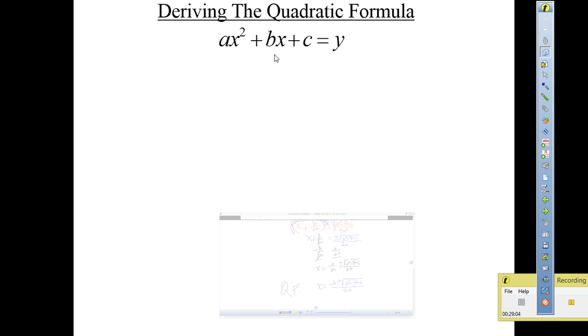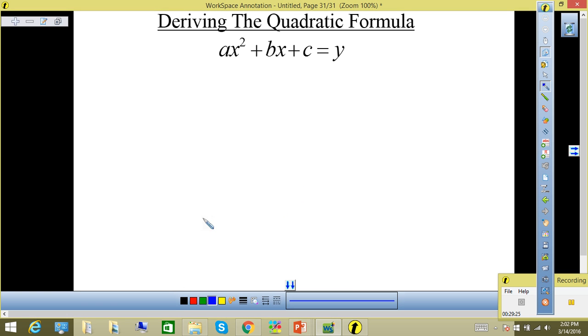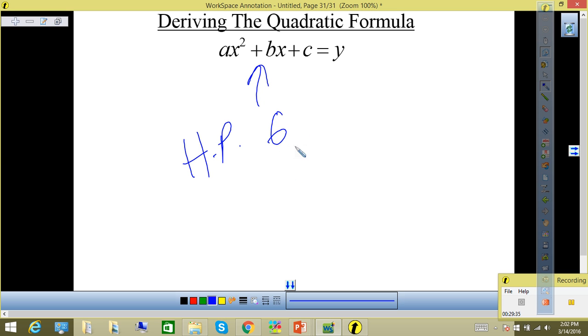Ax squared plus bx plus c equals y. Because for home plate, you need to do 6 of these. So now this is a process. You get home, get a blank sheet of paper, or if you're coming in for tutoring, we're going to be doing this in tutoring. You get a blank sheet of paper, and you're going to write deriving the quadratic formula.